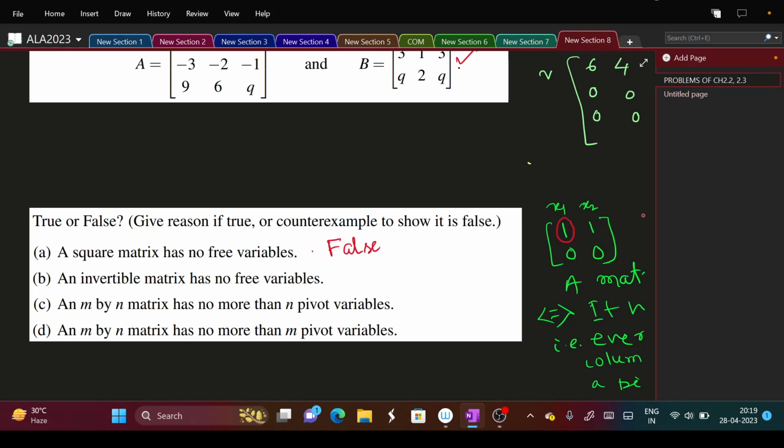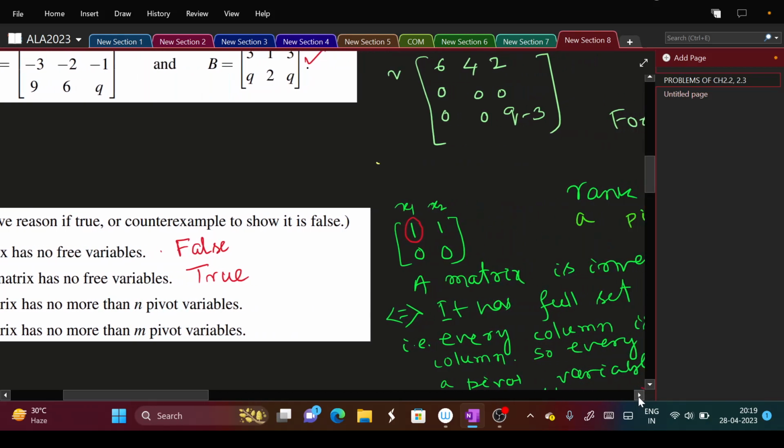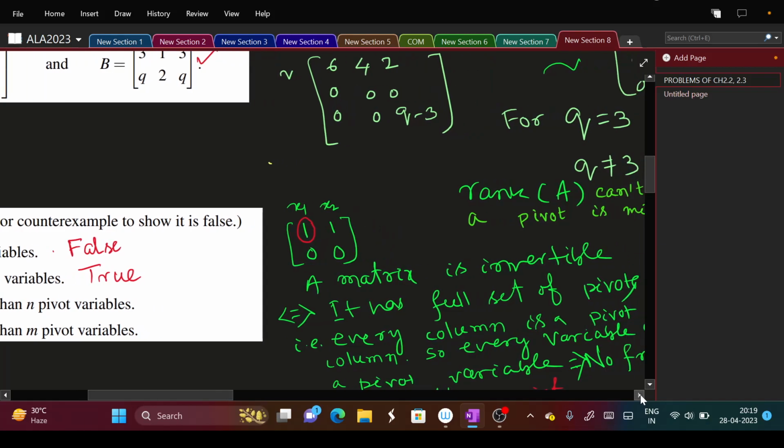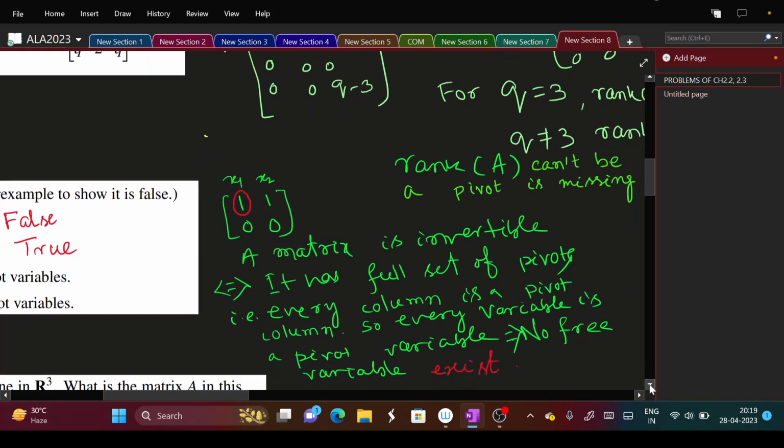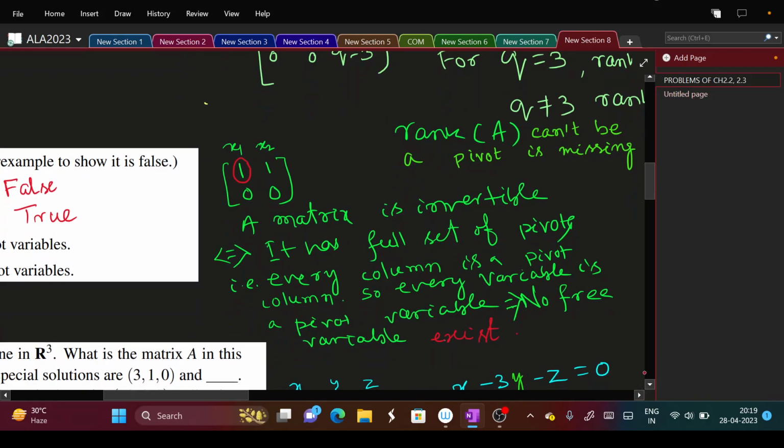Next, an invertible matrix has no free variable. Yes, it is true, because a matrix is invertible means it has a full set of pivots. That means every column in it is a pivot column. That means every variable corresponding to every column is a pivot variable. That implies no free variable exists. So it is only written here.